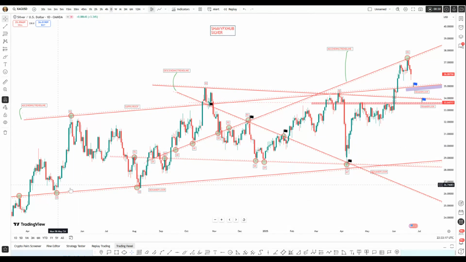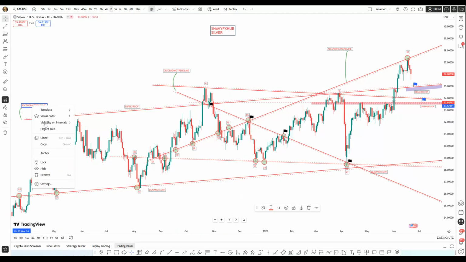Now, this is the structure of silver starting from May 2024. Price created here a supply roof, which I'll call ROS. Resistance becomes support and break of structure, and the price returned here, creating an SR level, giving us a trend line, an ascending trend line.